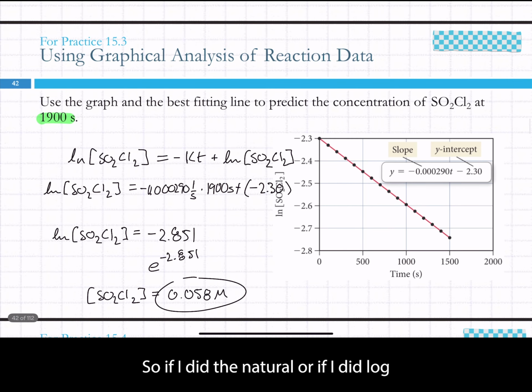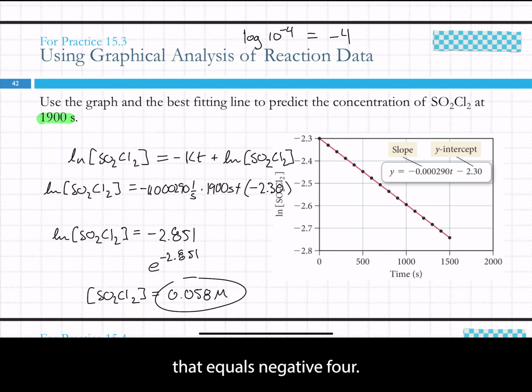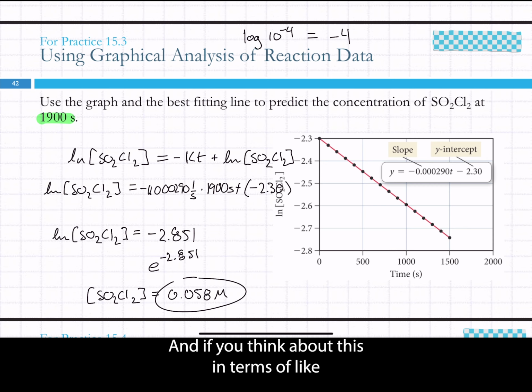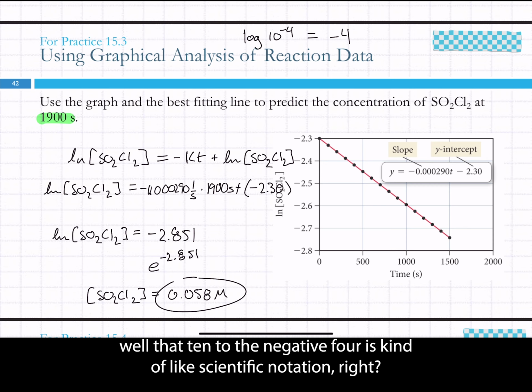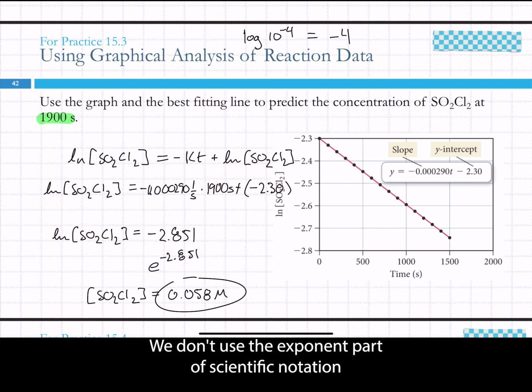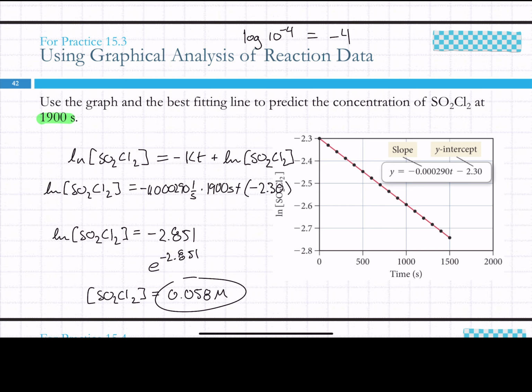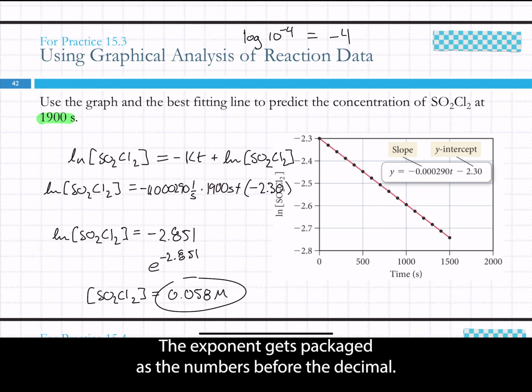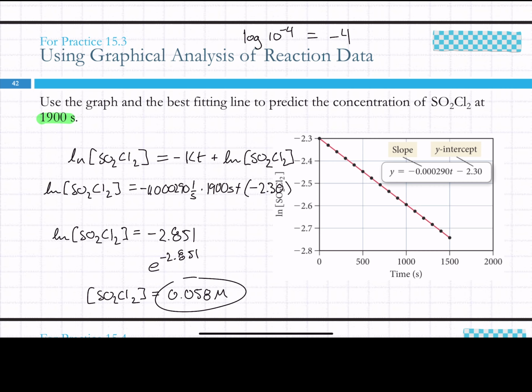That exponent part becomes the first number in the log. So if I did the log base 10 of 10 to the negative 4, that equals negative 4. And if you think about this, 10 to the negative 4 is kind of like scientific notation, right? We don't use the exponent part of scientific notation for sig figs. So it's the same thing here. The exponent gets packaged as the numbers before the decimal, and it's only the number after the decimal in a log.